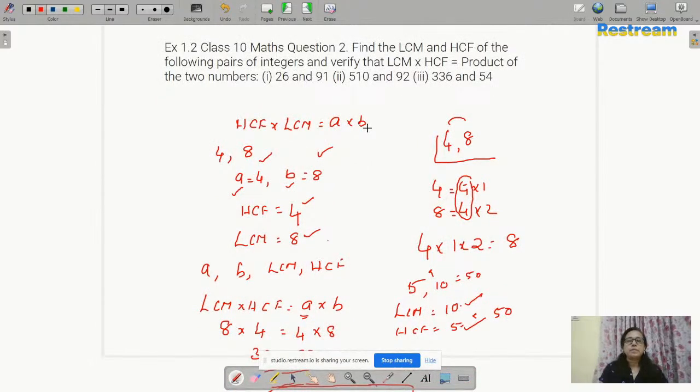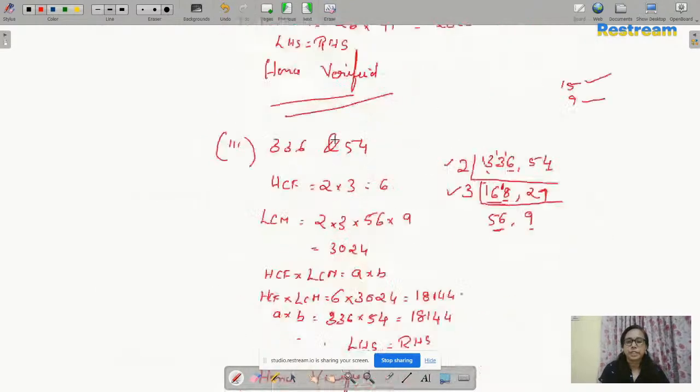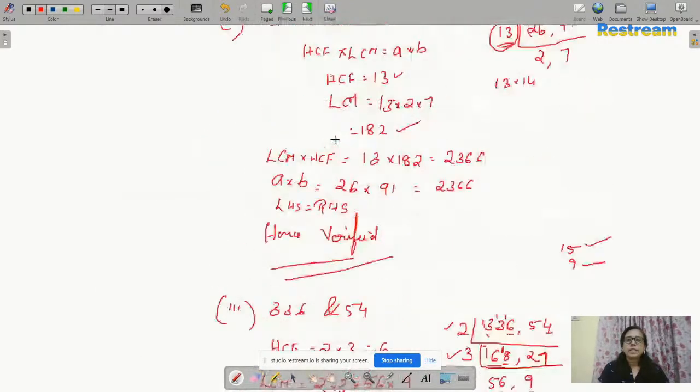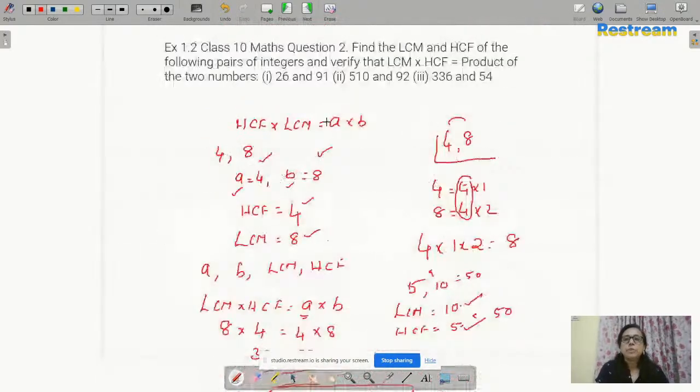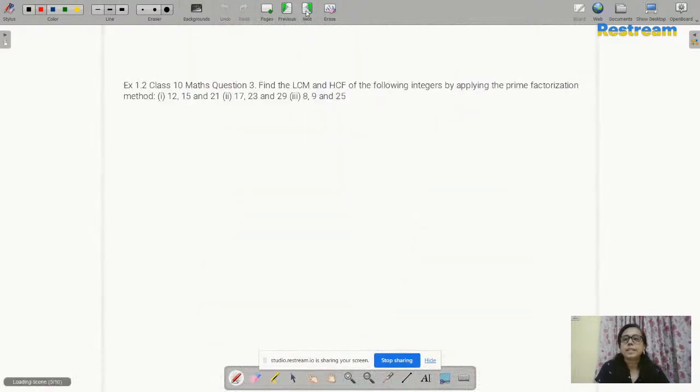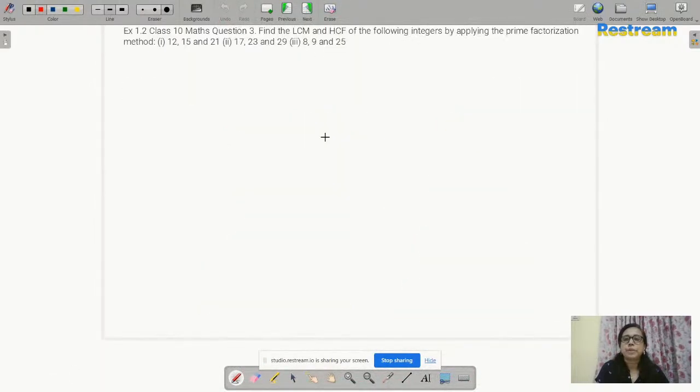This question we were doing, 26 and 91 we have finished, right? 336 and 54 we have finished. Okay. Now I am going to take the next section, that is exercise 1.2, the third question.